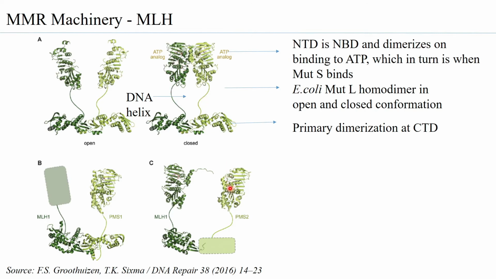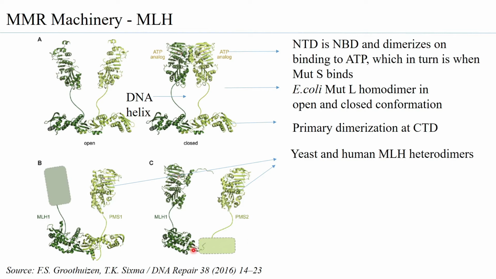Now, when you look at the eukaryotic system, this is the yeast MutL homolog, and this is the human MutL homolog. One observes that in the eukaryotic system, they are not homodimers, they are heterodimers. One monomer is MLH1 and the other one is PMS1. The same you would observe in the case of humans as well.